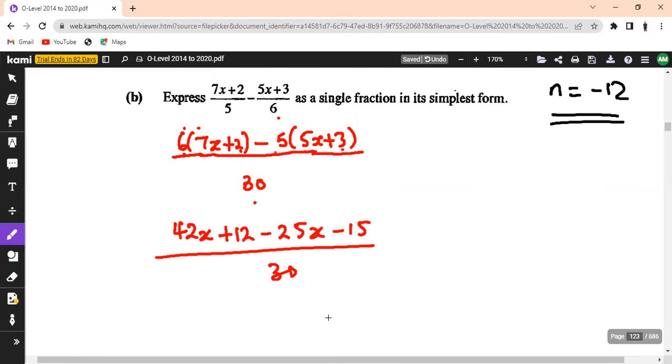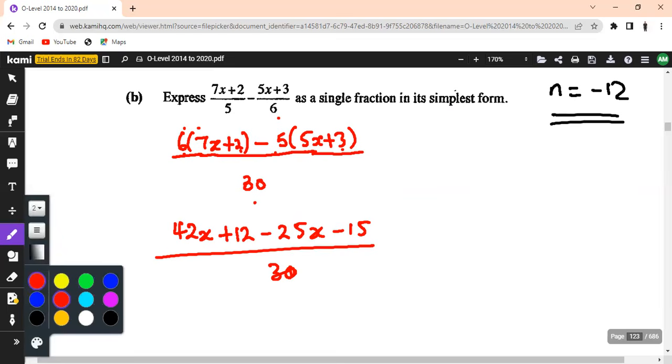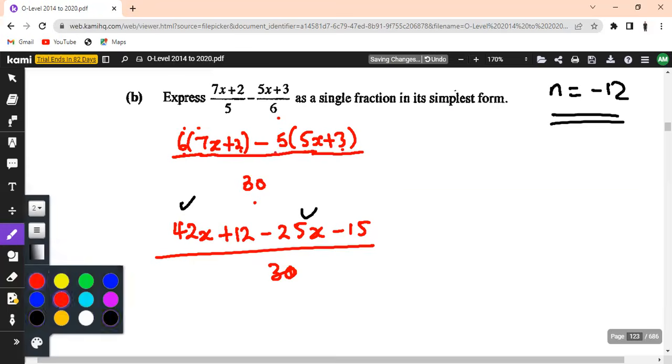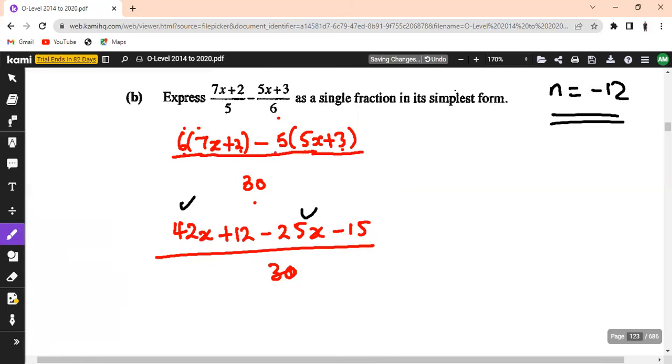So as we can see, guys, we have to collect like terms if possible. This is a 30 here. So let us just collect the like terms, which means we are referring to terms such as 42x and 25x. If we subtract these two, what are you going to have? 42 minus 25, that is 17x.